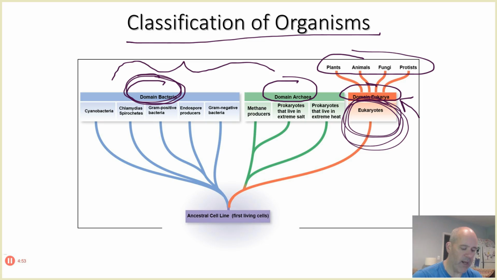And this is supposed to be an evolutionary relationship diagram, so they're showing you that in the distant past, billions of years ago, there was some ancestral cell line, the first living cells on Earth, from which, over long periods of time, lots of evolutionary processes, these different domains of organisms developed.